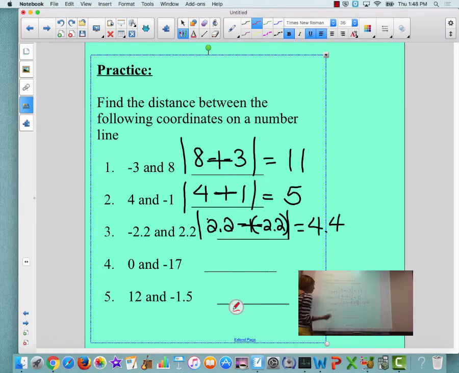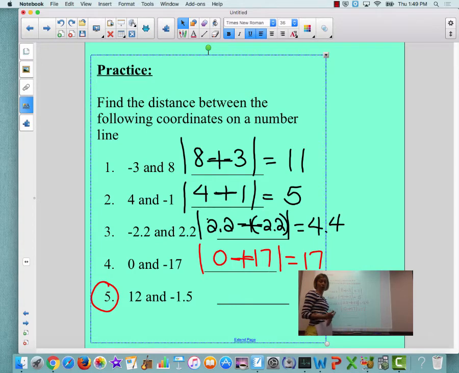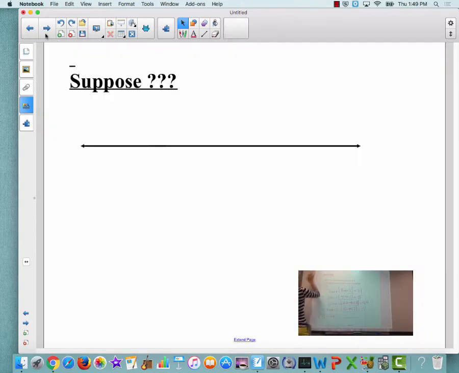All right, 0 and negative 17. So if I do 0 minus negative 17, of course I take the opposite value, that negative becomes positive, so my distance is 17. All right, I want you to try 12 and negative 1.5. We're going to get the answer, and tomorrow I'm going to check your answers to make sure you guys really understand. Okay, moving on.